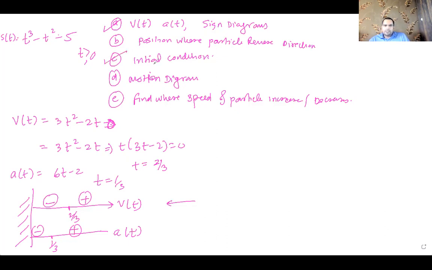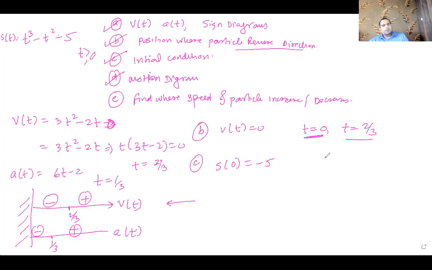Now let's talk about the initial condition. Second, find where the particle reverses direction. It'll be where v of t is 0. For the b part, v of t is 0 obviously at t equals 0 and t equals 2/3. Since at t equals 0 the motion starts, we'll take t equals 2/3 as the reversal point. Next is finding the motion diagram. For a motion diagram, we always need the initial position. The initial position will be s of 0, which is -5. Then v of 0, which is going to be 0.